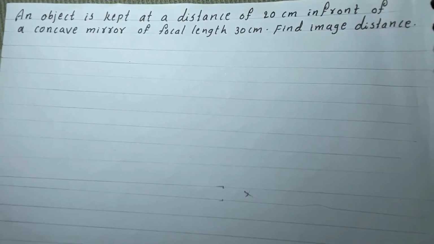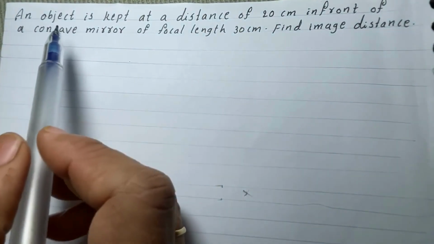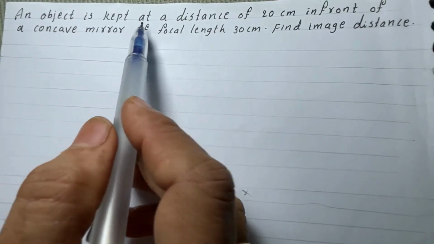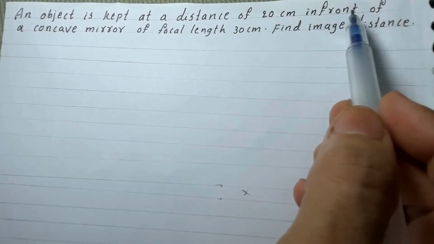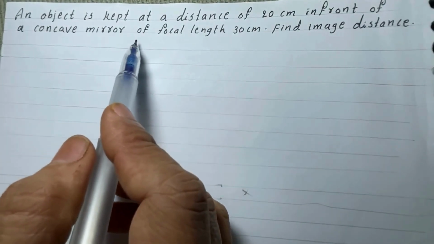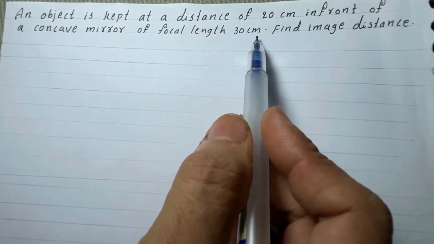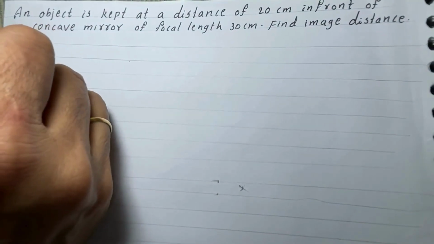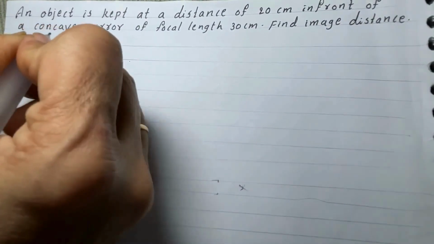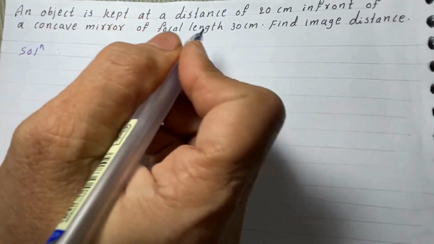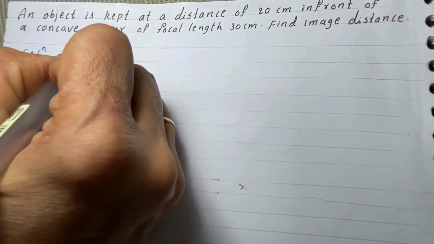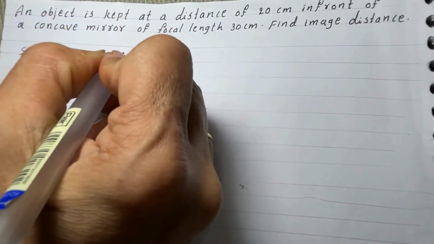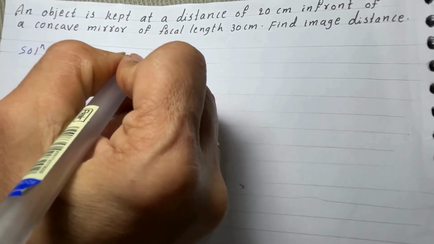Using these signs, now let us solve one numerical. The given numerical is: an object is kept at a distance of 20 centimeters in front of a concave mirror of focal length 30 centimeters. Find the image distance. For the solution, first write down the given data. What is given? Object distance u is given. u is equal to 20 centimeters.